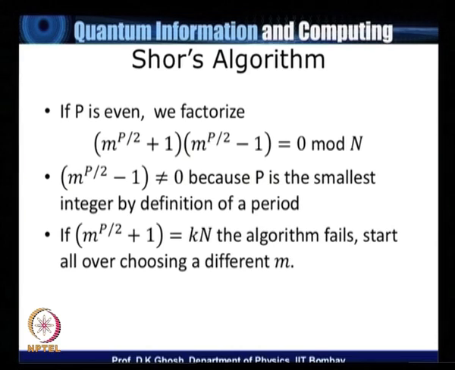If that happens, again the algorithm fails. The algorithm becomes useful if m to the power p by 2 plus 1 is not equal to 0 mod n. Now if this condition is also satisfied, then the solution of this equation, (m to the power p by 2 plus 1) into (m to the power p by 2 minus 1) equal to 0 mod n, will have the relevant factors of n in it.